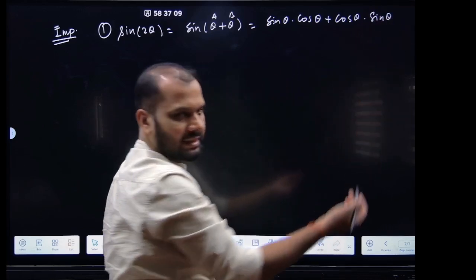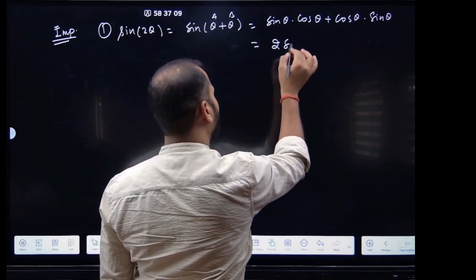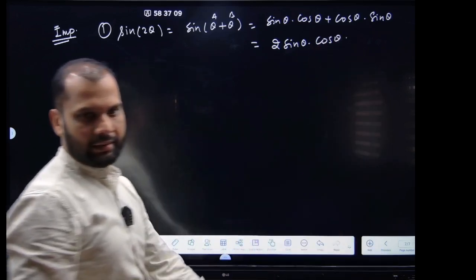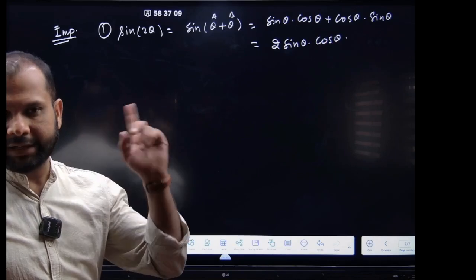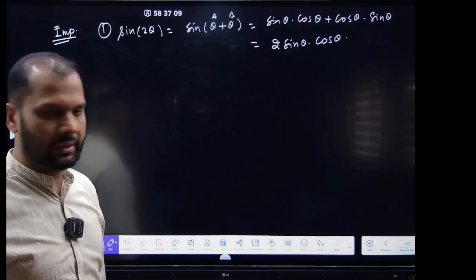Both A and B are theta, right? So what will you get all together? This is nothing but 2 sin theta into cos theta. Am I right? Yes, this is the formula for sin 2 theta. So, 2 sin theta into cos theta, from here only.